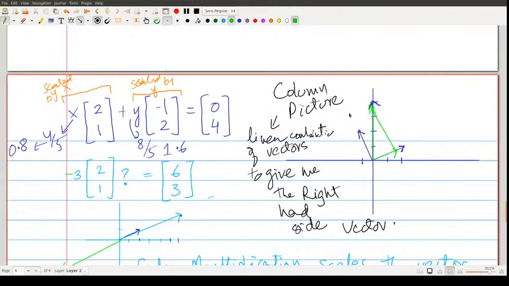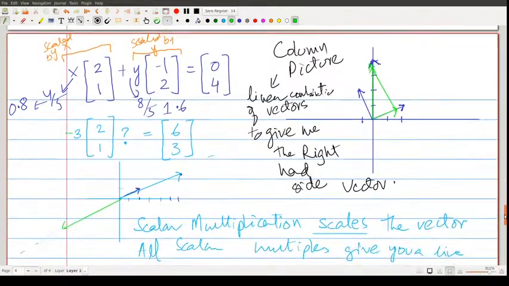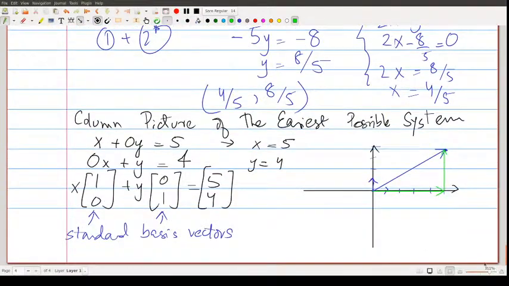And I'll discuss this column picture in a bit more detail later on, right? Now that's the first thing that I want you to know. Okay, is that clear so far? So the row picture and column picture are clear. Okay.